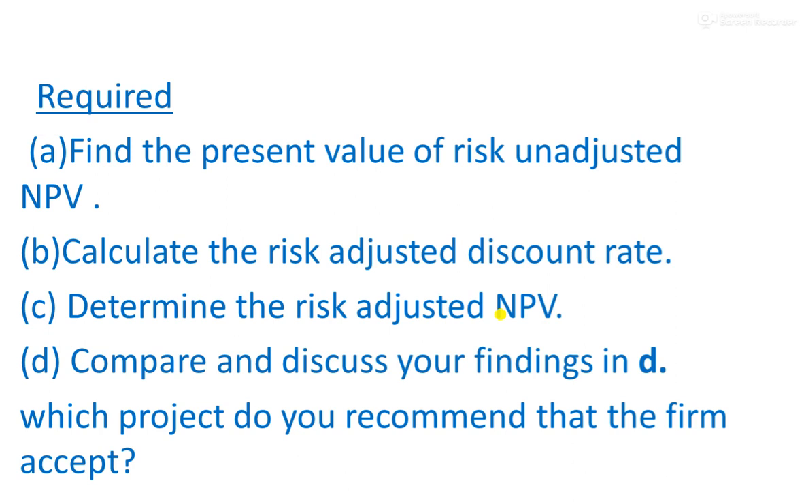So there are two types of NPV. In option A, we need to calculate risk unadjusted NPV, and on the other hand, in C we need to calculate risk adjusted NPV. Please be attentive, this is the basic difference of these two NPVs: one is risk unadjusted and another is risk adjusted. Then D, compare and discuss your findings.